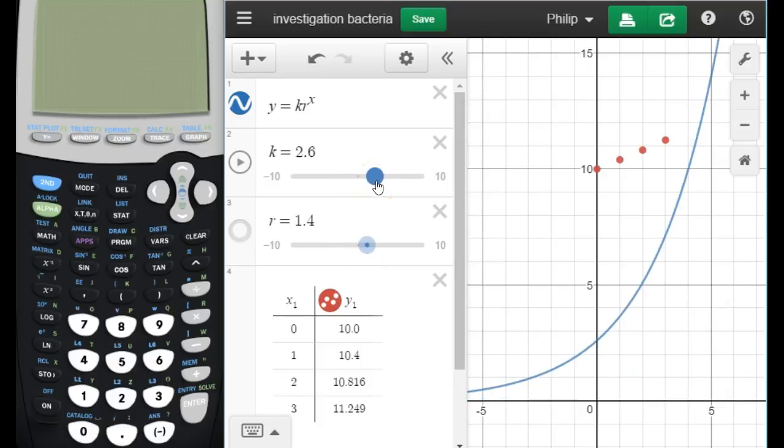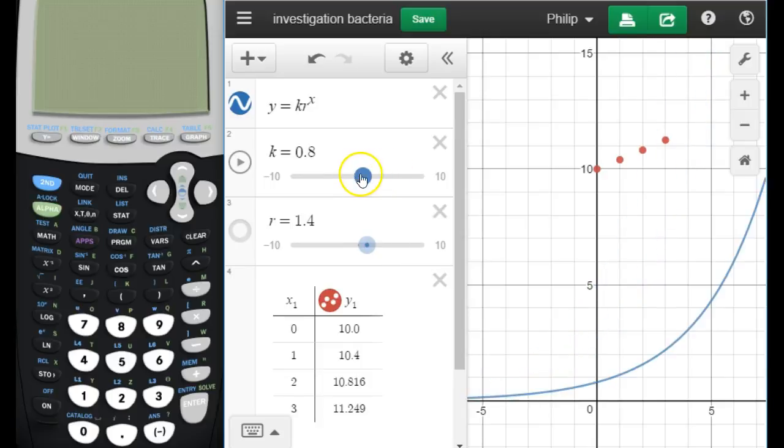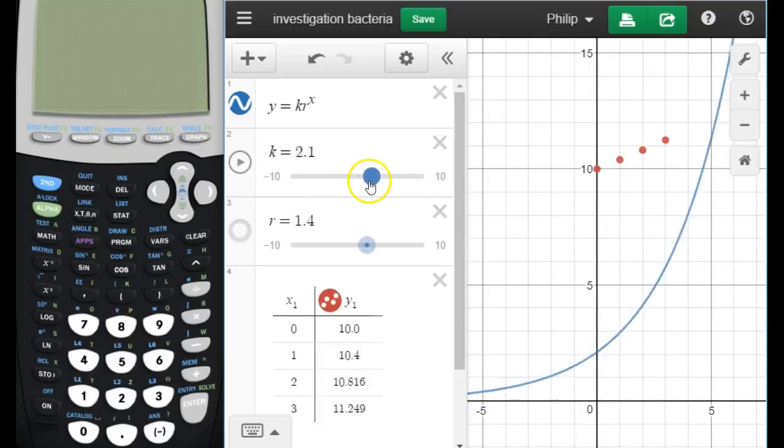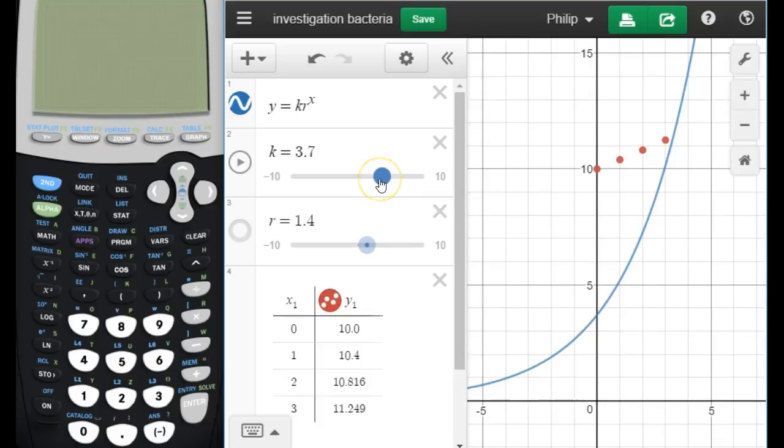Let's see, what does the instruction say? Adjust the k slider. Okay, we're going to adjust the k slider. What does the k slider do? Okay, well, it seems to make the slope or inclination of the exponential function change, doesn't it? Make it steeper, make it less steep. Okay.